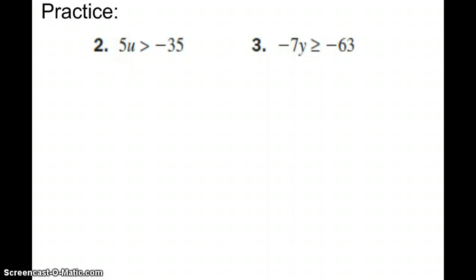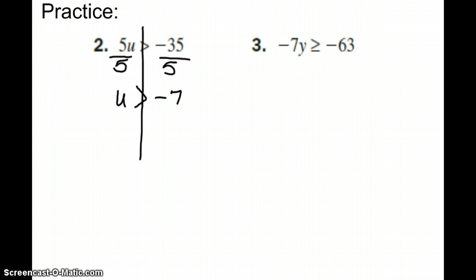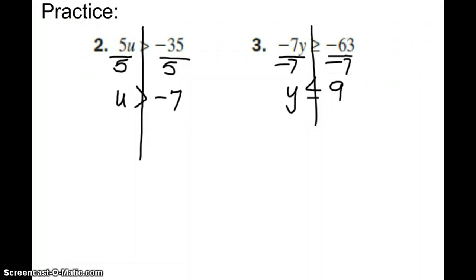Once we're all done, now I'm going to answer the questions. So we're going to divide both sides by the 5, which is positive, so we're going to leave the sign, and we get negative 7. On number 3, we are dividing by a negative 7. That means we're going to switch the sign, and now we have negative 63 divided by negative 7, and we get a positive 9.